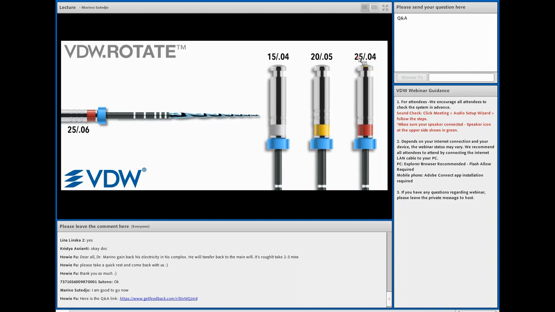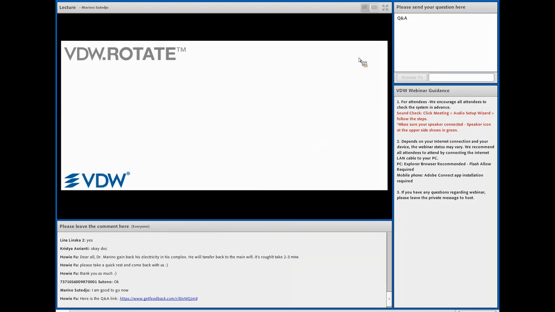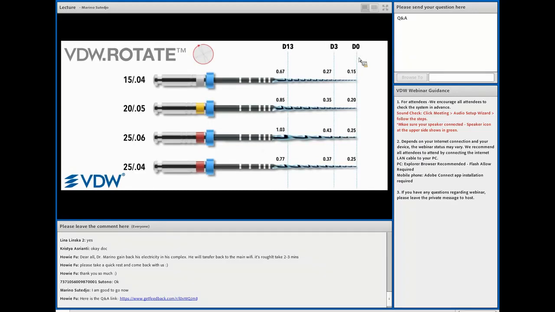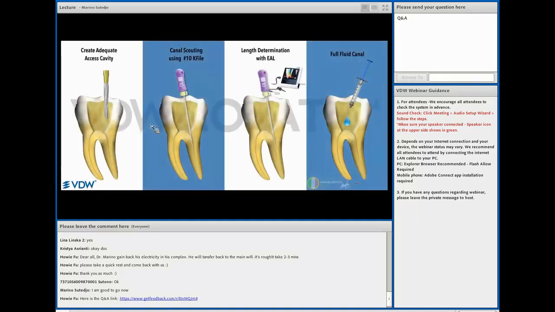2504 is something that I really like the most, because we can gain the 25 tip size at the apical, but we can still maintain the smaller taper in order to preserve more dentin structure. But since it's still 4% taper, we can still gain some efficiency of our irrigations to work up to the apical area. So once again, this is the VDW Rotate. Usually you start with the 1504, continue with 2005, and then you can continue with 2506, or if it is, let's say, narrow or curved canals, you can continue with the 2504 before 2506.